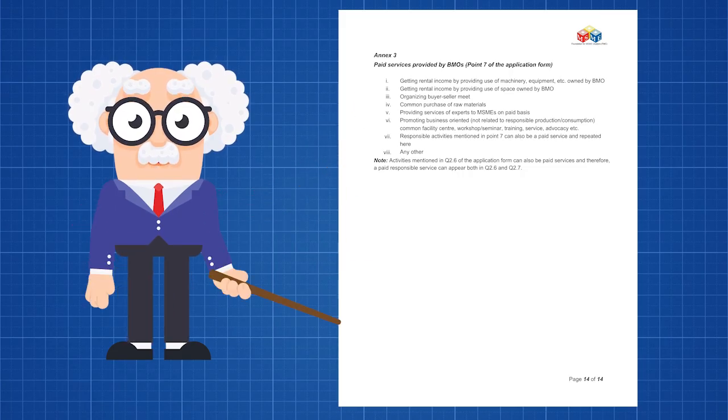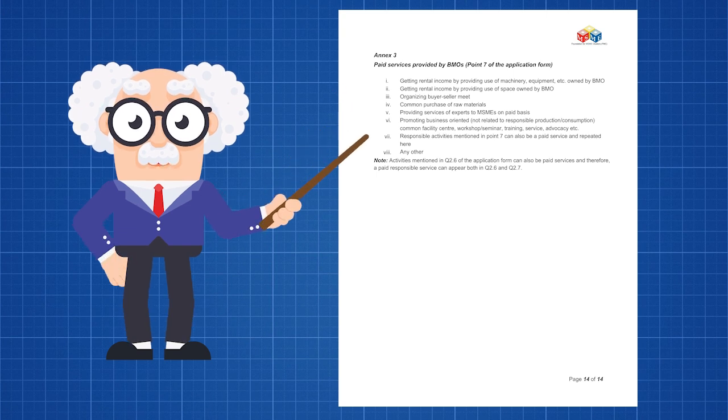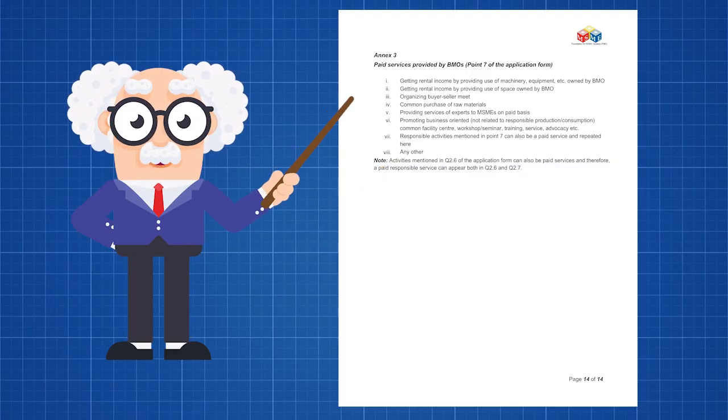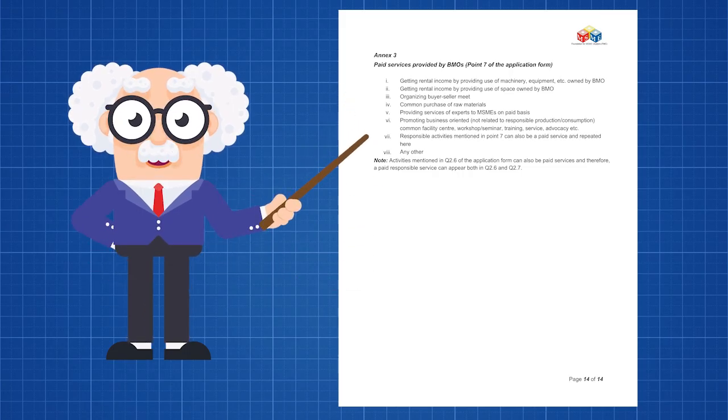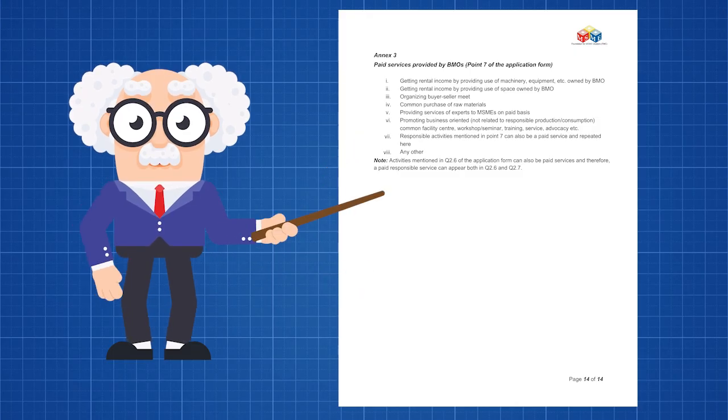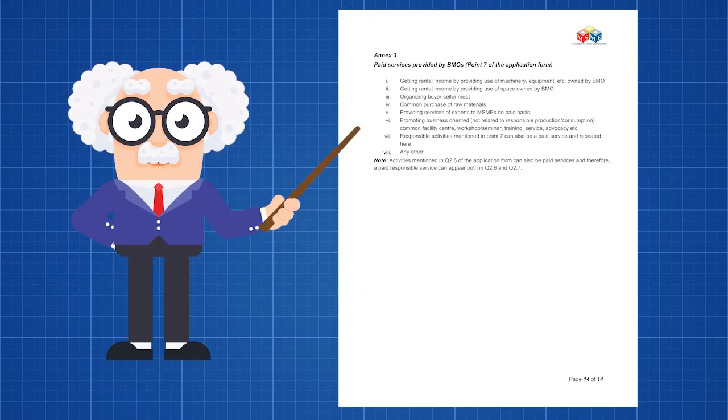These include getting rental income by providing machinery or equipment owned by the BMO, getting rental income from space owned by the BMO, organizing buyer-seller meets, common purchase of raw materials, providing paid expert services to MSMEs, promoting business-oriented common facility centers, workshops, training, or advocacy, even if not related to responsible production, and any other paid service not listed here. And remember, as mentioned earlier, an activity from point 2.6 can also be listed again here in point 2.7 if it was a paid service.